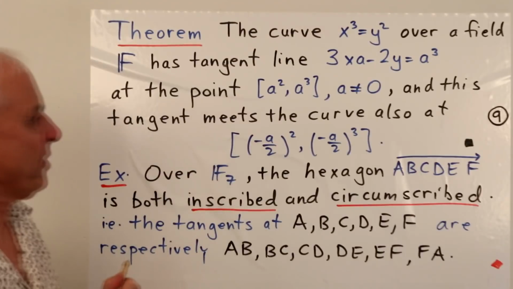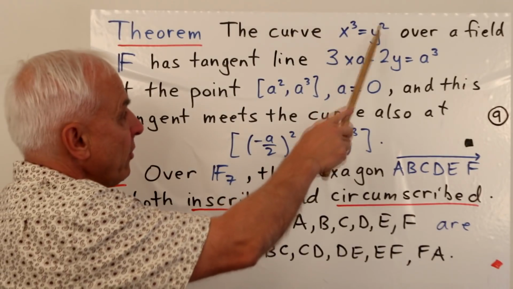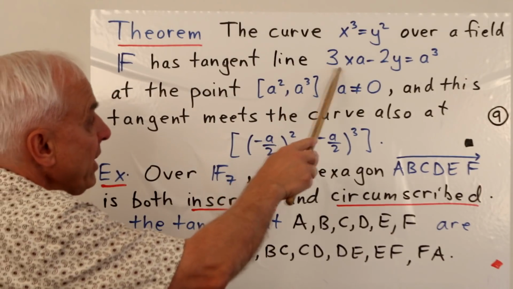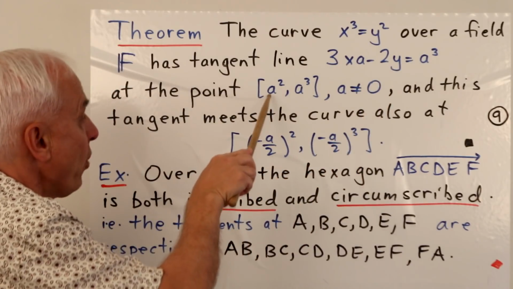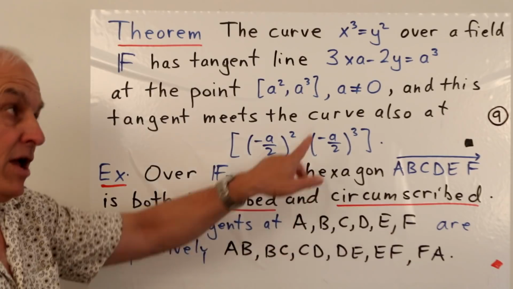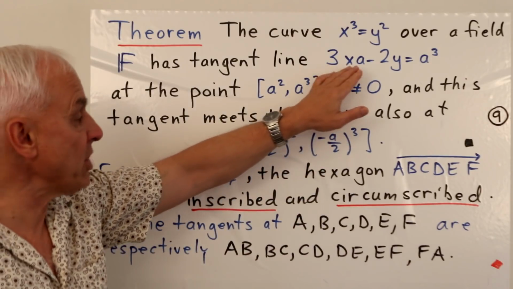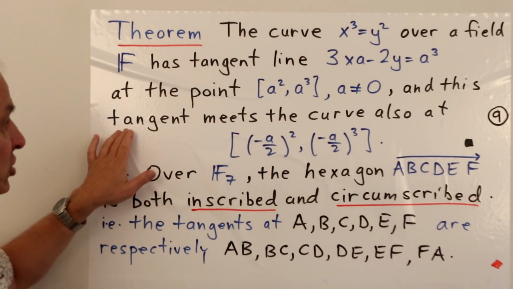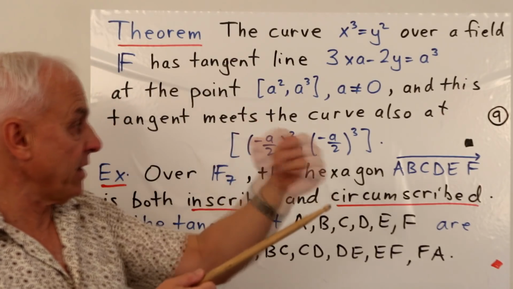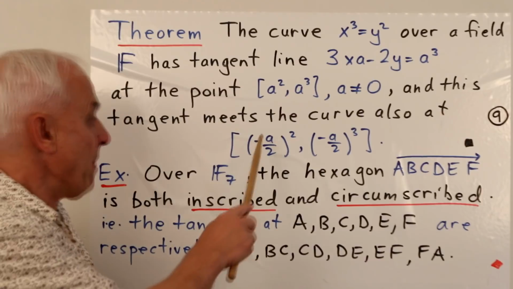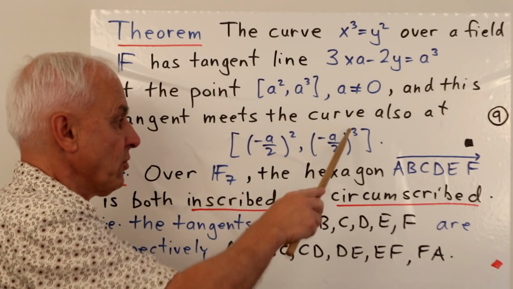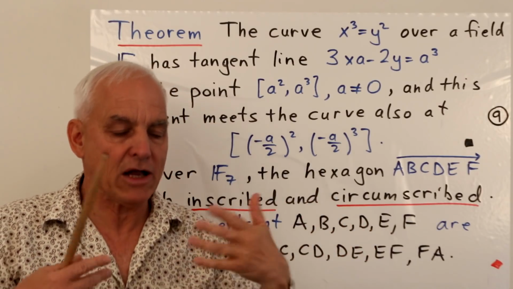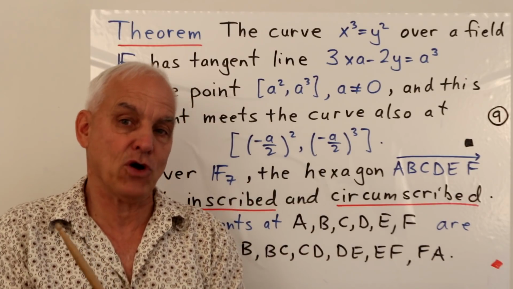So let me summarize some of the formulas that we've found. The curve x cubed equals y squared over a field F, actually quite a general field, has tangent line 3xa minus 2y equals a cubed at the point a squared comma a cubed, provided a is not equal to 0. So that's the equation of the tangent to this point on this curve. And this tangent line further meets the curve at an additional point, and that additional point is minus a over 2 all squared, minus a over 2 all cubed. And our calculation actually was very general. Okay, it was purely algebraic, and so we can expect that this works over a general field.